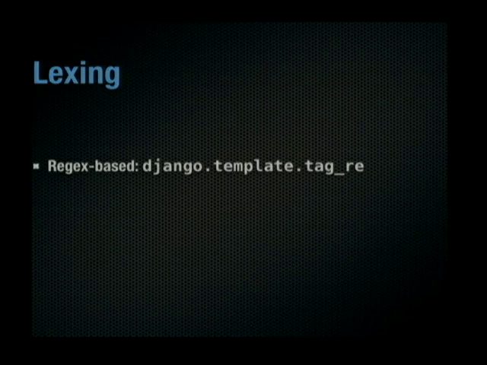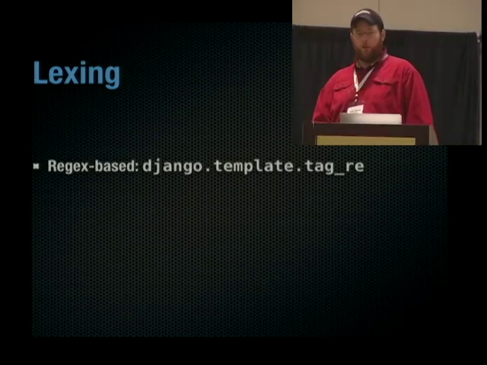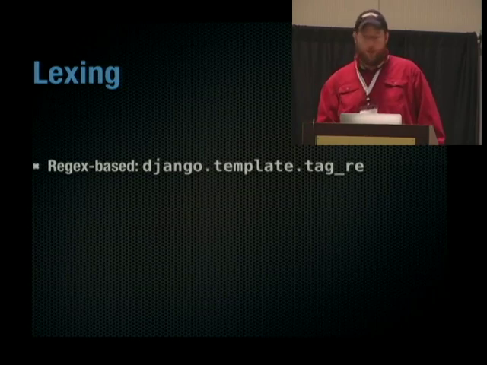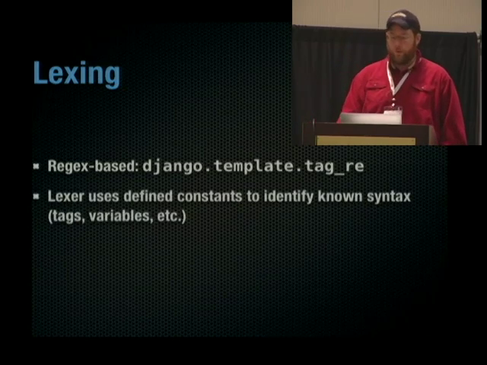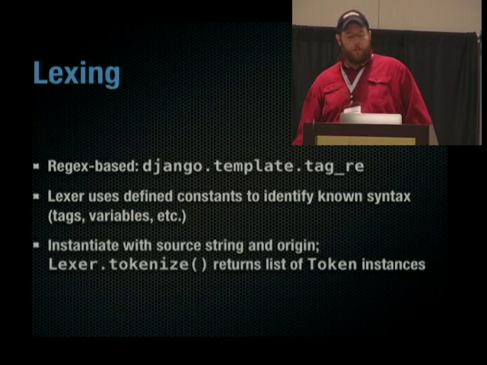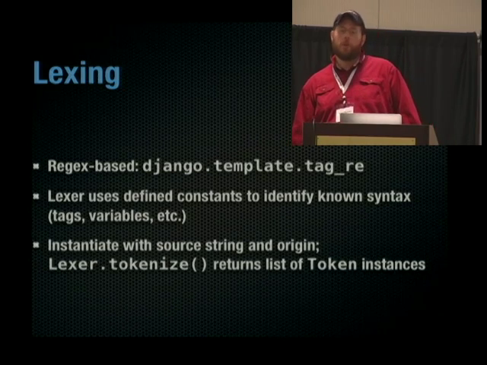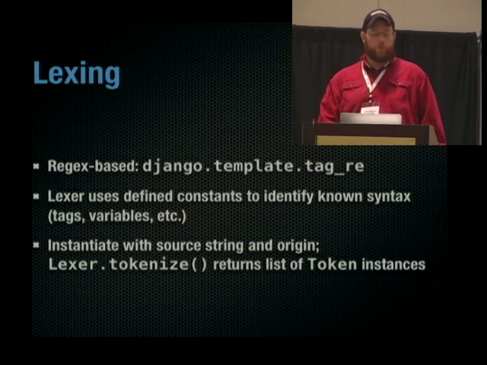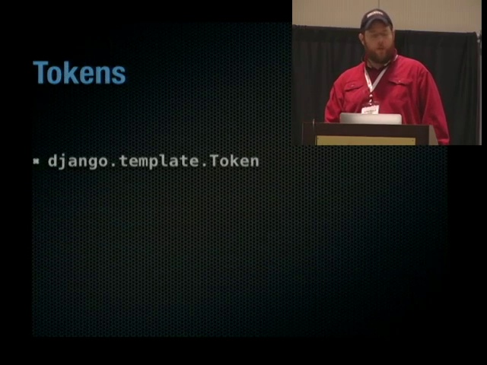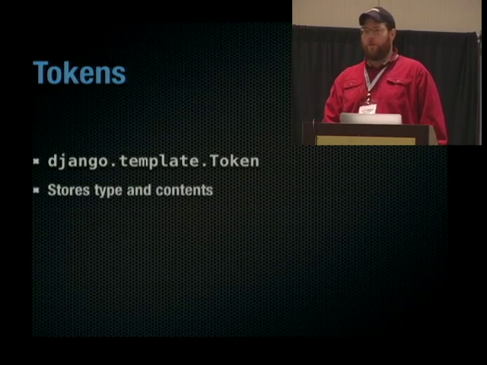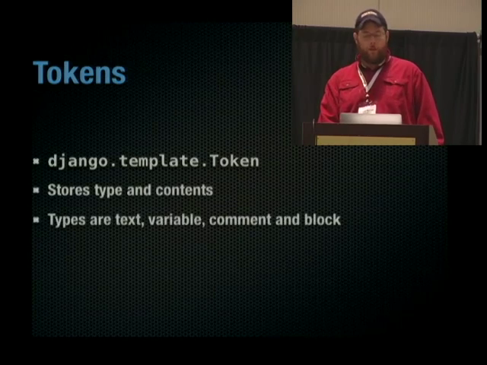The lexing process is regular expression based, as much as we hate regular expressions and as much as they are the wrong way to lex and parse languages. This is how we do it because it works. It uses defined constants. Basically, just give it a source string and an origin, you will get back a list of token instances. Tokens themselves are django.template.token. Each one knows its type and knows its contents.